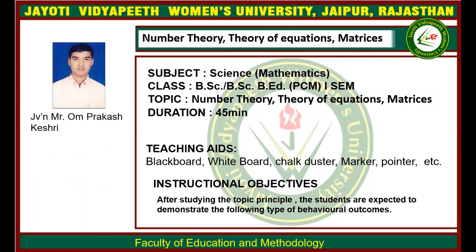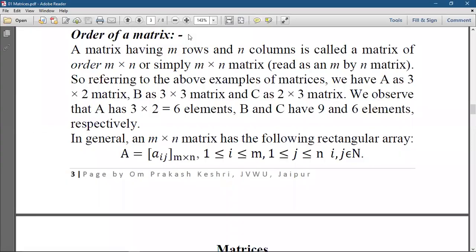Now, the matrix theory. I will see today some more examples on matrices. In your last class, we saw the order of a matrix: first the definition of a matrix and then the order of a matrix. We define the order of a matrix as follows: a matrix having m rows and n columns is called a matrix of order m by n, or simply an m by n matrix. It will be read as m by n matrix. And some examples on this one.